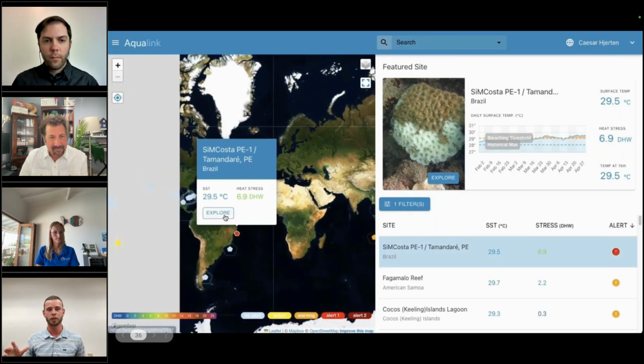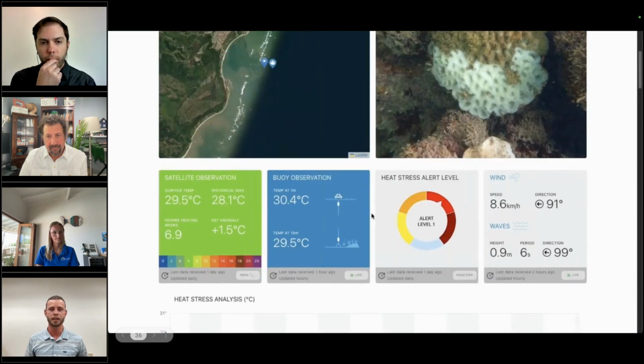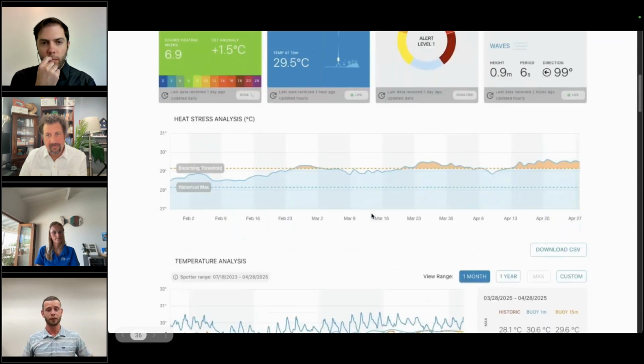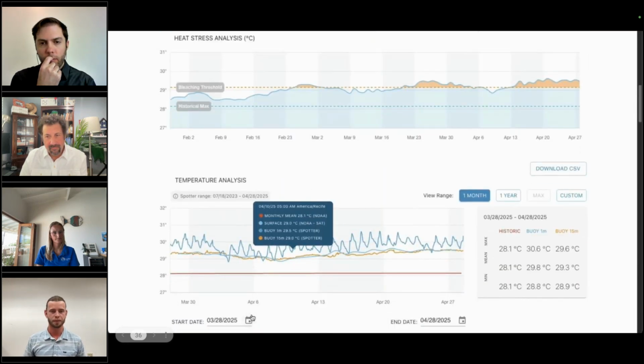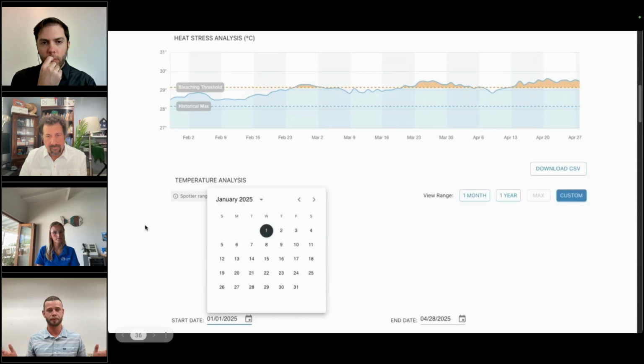So let's click on one of the sites and then click on explore. So now we go to the Aqualink dashboard for this specific site. And here we can see all the dashboard cards. And if we scroll down, we can see all the graphs. We can also change the date range of all the graphs simultaneously.